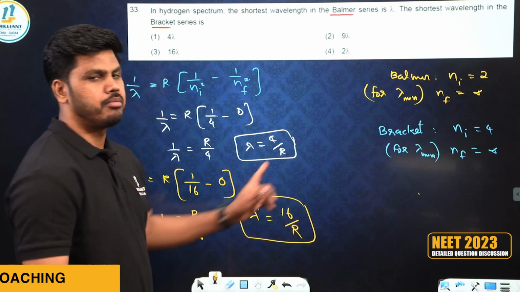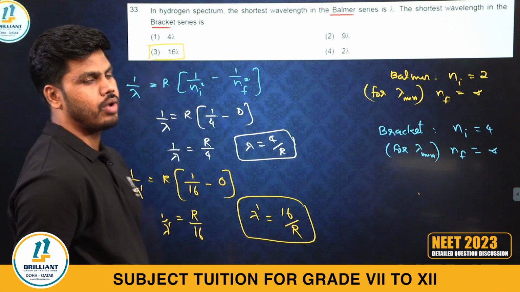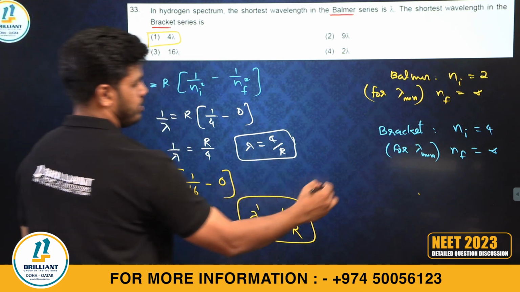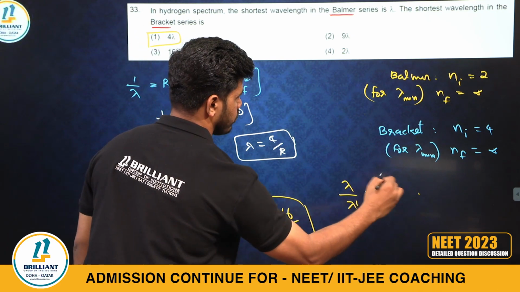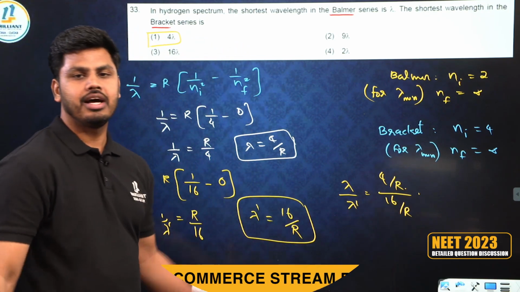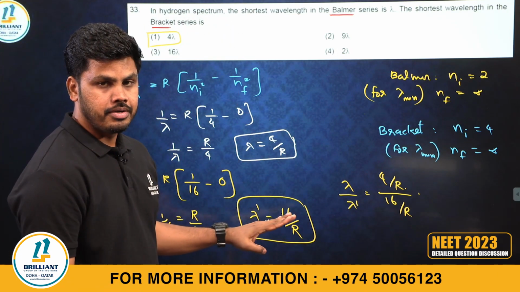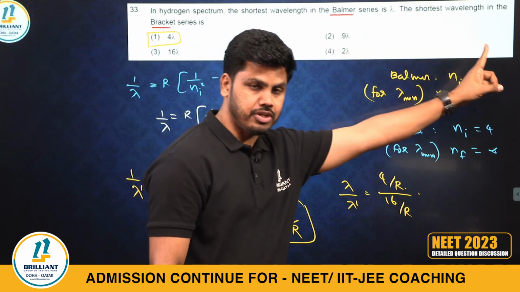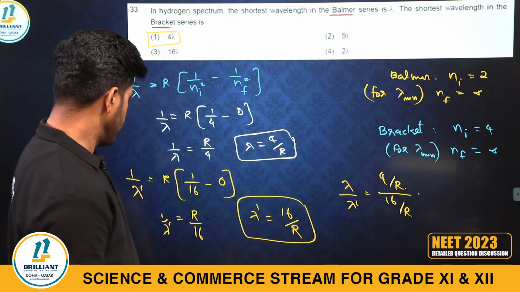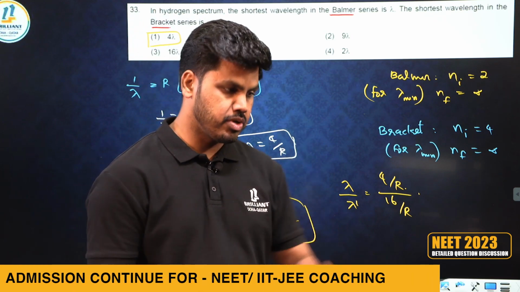See, we have lambda and lambda dash. Now, when we take the ratio, lambda by lambda dash is equal to 4 by R divided by 16 by R. So you will get lambda dash is equal to 4 lambda, option 1. This is the Rydberg formula applied to the Balmer series and Brackett series, series number 2 and 4, minimum wavelength, that is maximum energy, highest frequency transition. Question number 33, option 1 is the correct answer.